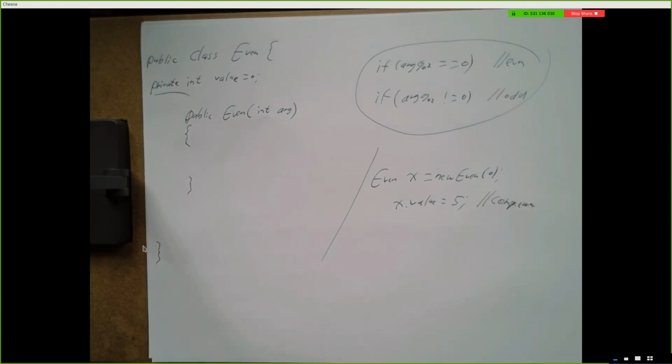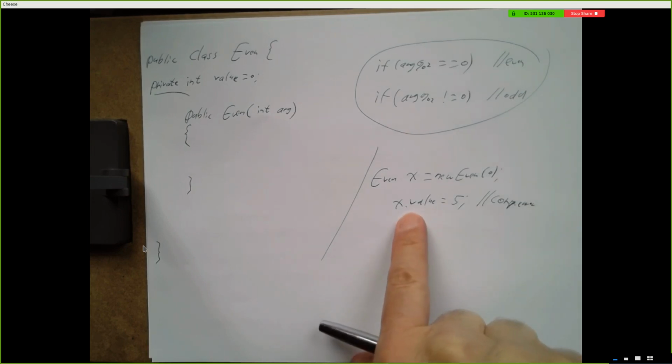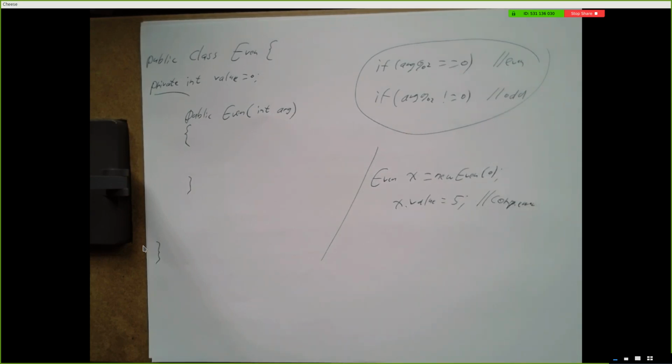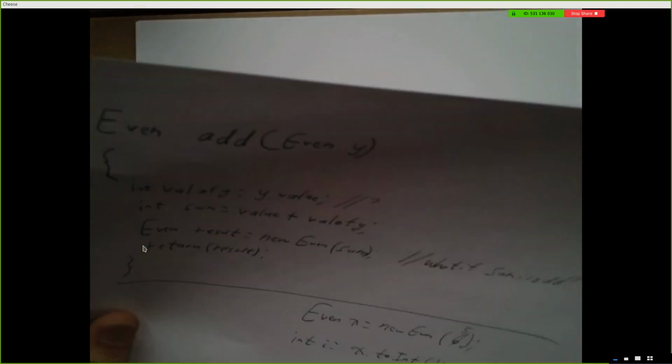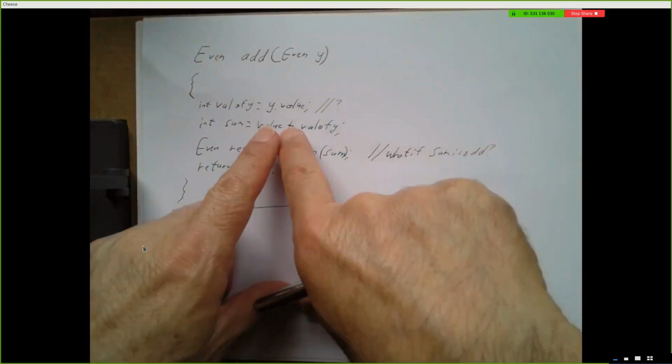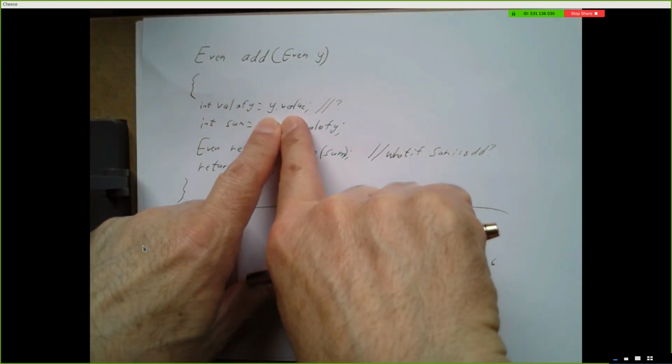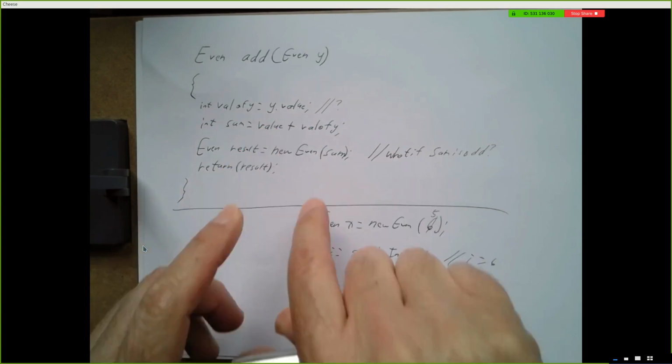Okay, the compiler will not let me run code that explicitly assigns a value to this. Which means that the only way we can change the value of an even number is either to construct it or to add, subtract, multiply, or divide, which is exactly what we want. But having made value private, this code is going to break, because it's going to say value is a private member of x.